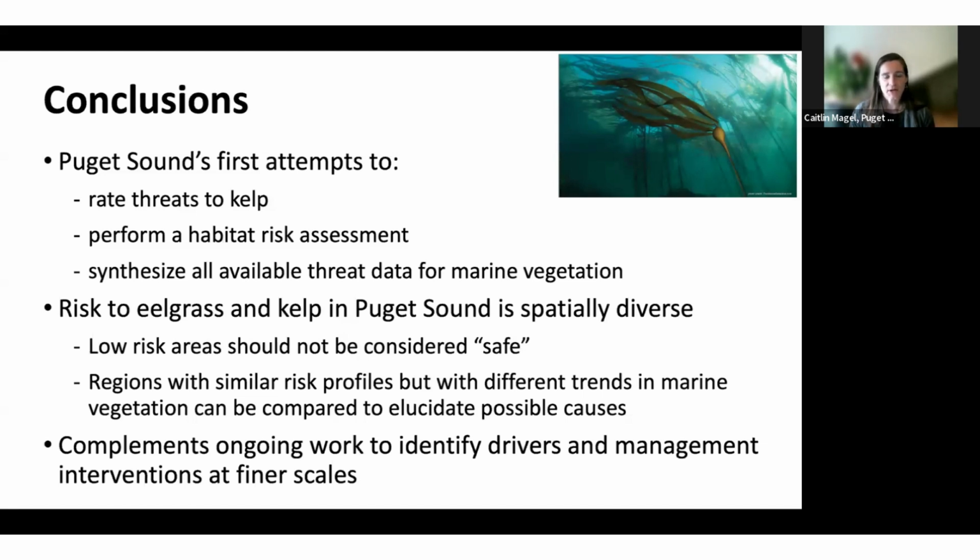Overall, we found that risk to eelgrass and kelp in Puget Sound is spatially diverse. And I just want to note that low risk areas should not be considered safe, but they may be places where our approach to research, monitoring, and management is a little bit different. One idea for future work is that regions with similar risk profiles, but with different trends in marine vegetation, such as one that's increasing and one that's decreasing, or one that's stable and one that's decreasing, could be compared to elucidate possible causes for those differing trends despite having similar risk profiles.